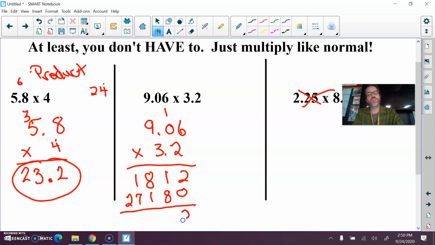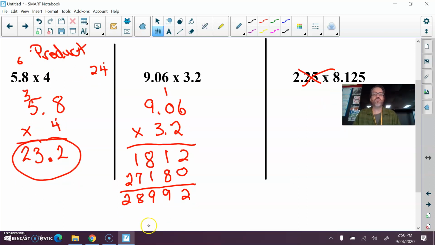2 and 0 is 2. 1 and 8 is 9. 8 and 1 is 9. 1 and 7 is 8. And then I have the 2 here. And now the big question, where does my decimal point go?